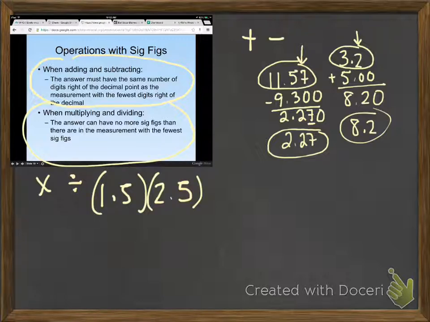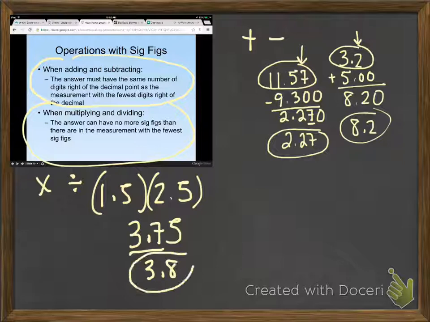1.5 times 2.5 gives us a raw answer of 3.75. But we can't have any more sig figs than there are in the measurement with the fewest sig figs. In this case, both 1.5 and 2.5 have 2 sig figs, so we're limited to 2 sig figs. We're going to round that 7 to an 8, and our final answer should be recorded as 3.8.